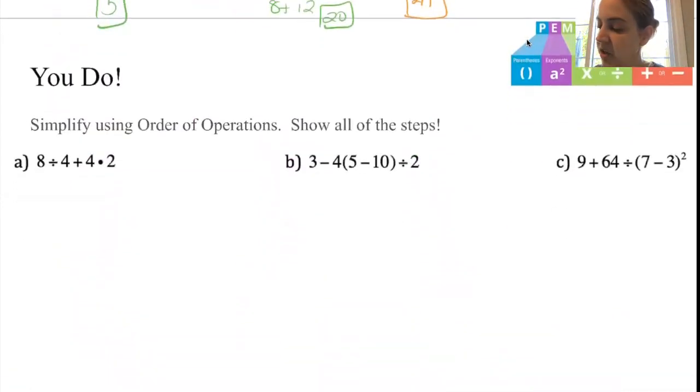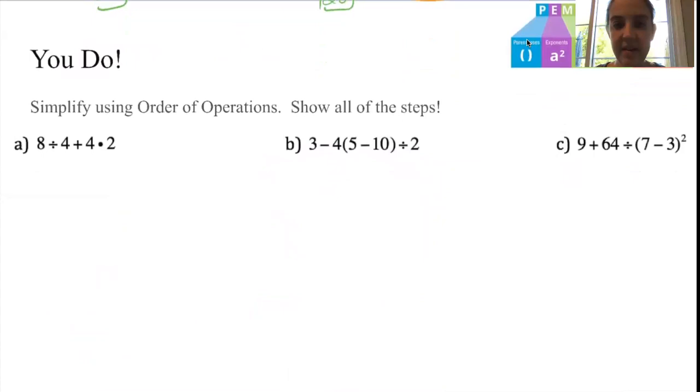So on the next page, you try these. I left you the PEMDAS example at the top as a little bit of a reminder, but you can pause your video here. You try these three and see what you get.